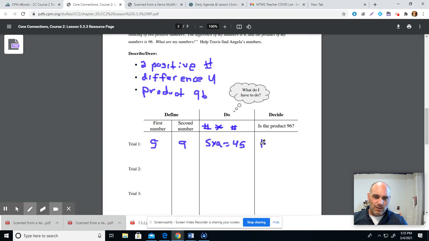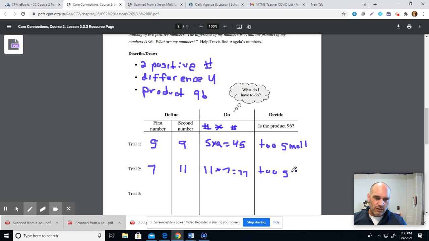So remember my goal was to get to 96. So what do I decide? Well, my decision is this is too small. So that tells me that I need to choose some bigger numbers for my next one. I don't know. How about we try 7 and 11? So I made sure that I got 2 positive numbers. Yep. Difference of 4. So they're 4 away from each other. 11 minus 7 is 4. So now when I multiply them, I get 11 times 7, and that gives me 77. So once again, too small.